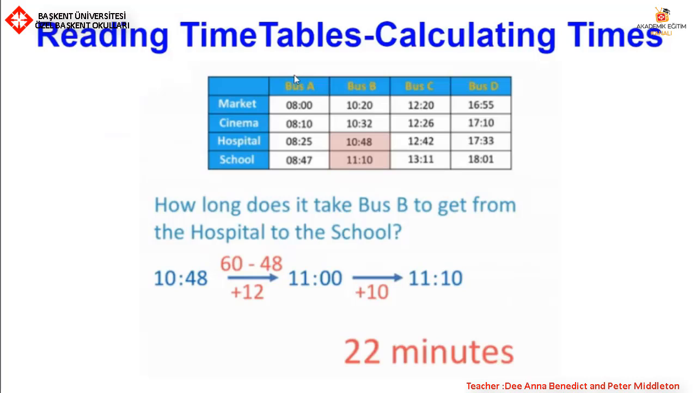So we can see that bus B stops at the hospital at 12 minutes to 11 a.m. and it finishes at the school at 10 past 11 a.m. Let's see how many minutes it takes. It takes 12 minutes until 11, and then 10 minutes from 11 to 10 past 11. So it takes 22 minutes for the bus to get from the hospital to the school.